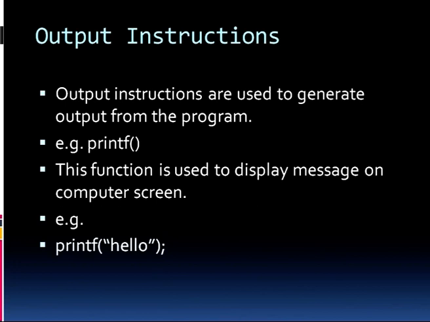There is another form of printf. If you want to display a variable on the computer screen, then we use this format. In this format, there are two parts of the printf. In the first part of its arguments, we specify the format specifier, and in the second part, we specify the name of the variable whose value is to be displayed on the computer screen. This function is used to display a message on the computer screen. For example, printf hello. The statement will display the message hello on the computer screen.